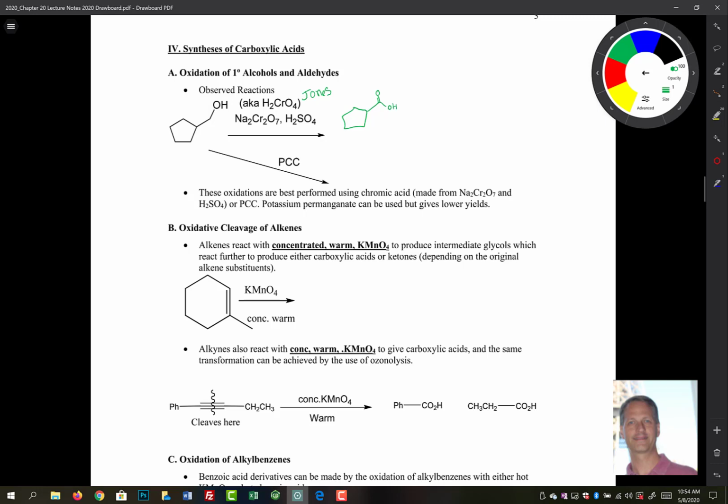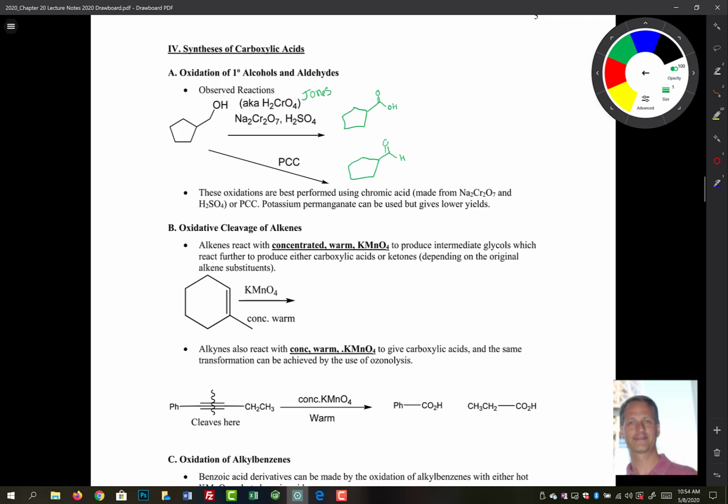And if you remember, if we want to stop that reaction and not go all the way to the carboxylic acid, we had to use pyridinium chlorochromate. So what that did was stop this reaction at the aldehyde. We'll use both of those reagents a lot in the next 3 chapters. So hopefully you remember those and see their utility as we go through this chapter.